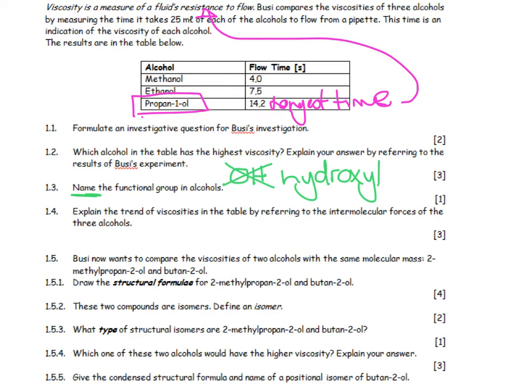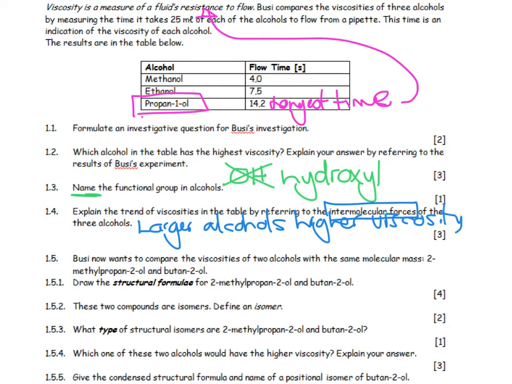Explain the trend of viscosities in the table by referring to intermolecular forces. So the first one is a trend. Larger alcohols, higher viscosity. Larger alcohols, greater IMF, greater intermolecular forces. But it's an explanation, it's not just a fact. You're explaining that trend. So now you need to say, how come?